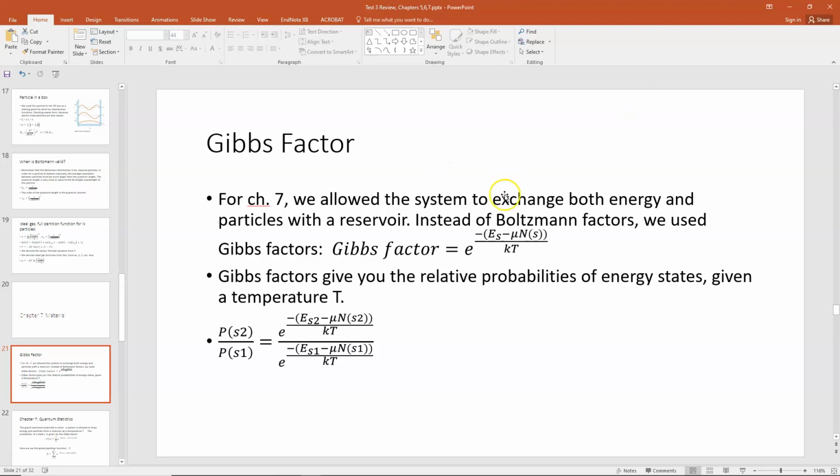So here, E_s is the energy of the state, mu is the chemical potential, N is the number of particles in that state, k is Boltzmann's constant, and T is the temperature. Now, Gibbs factors will also give you the relative probabilities of energy states, just like Boltzmann factors, at a specific temperature T. So you can see that.